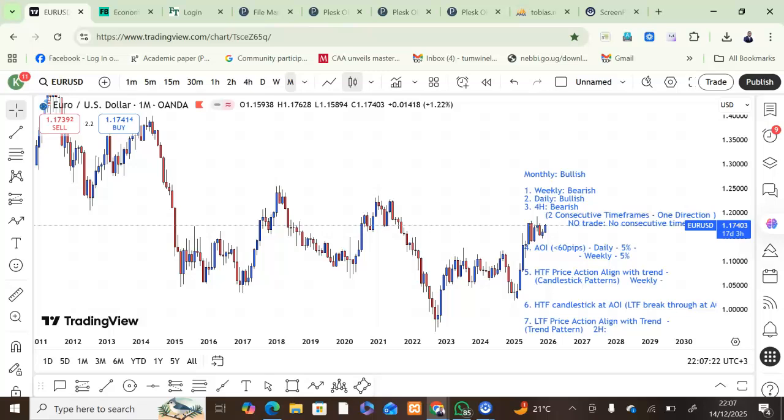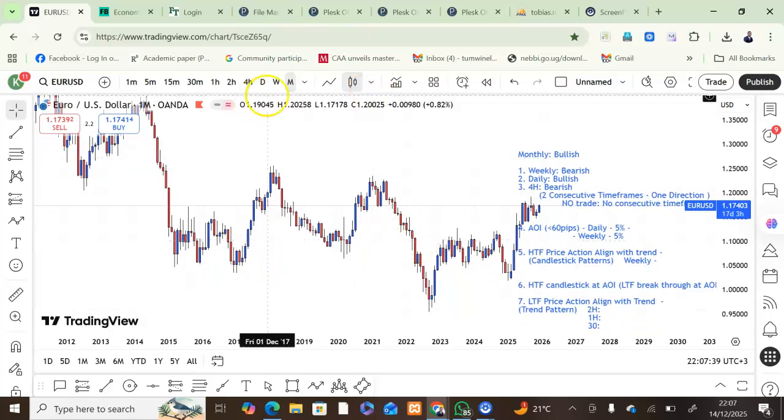Based on what I posted in the WhatsApp, we have to follow the higher time frame. That is when you're identifying the trend, and then we also have to continue doing our top-down analysis from the monthly, weekly, daily, 4 hour, 2 hour, 1 hour, 30 minutes, 15 minutes, and if possible the 5 minutes.